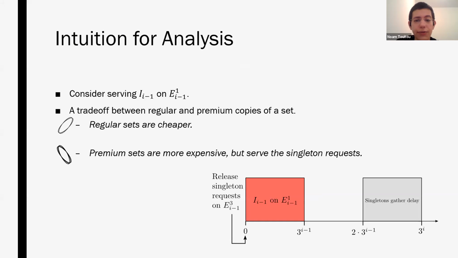Now, the intuition for analyzing this lower bound is that there is a trade-off between the regular and premium copies of a set. The regular sets are cheaper than the premium sets, but the premium sets, while also serving this I_{i-1} instance on the red elements, they also do a bit more. They serve the singleton requests, which are released at time 0. And this is the trade-off used in this construction.